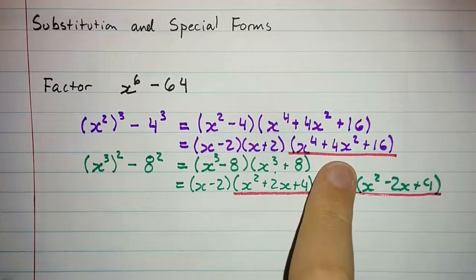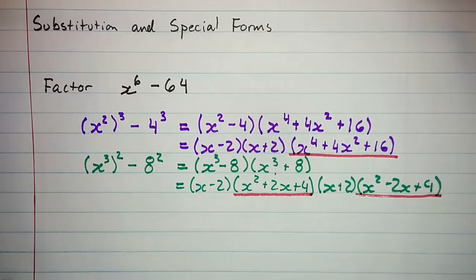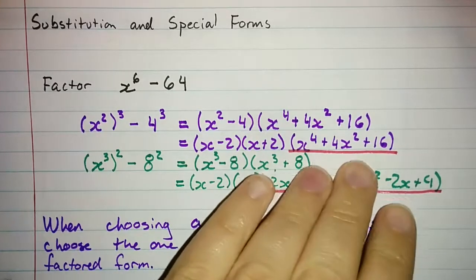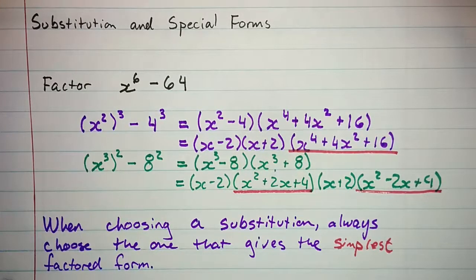How could I avoid getting stuck like this? Well, that's simple. When you're choosing a substitution, always choose the one that gives the simplest factored form. So prefer difference of squares over difference of cubes. Really prefer everything over difference of cubes because this trinomial is always awkward.